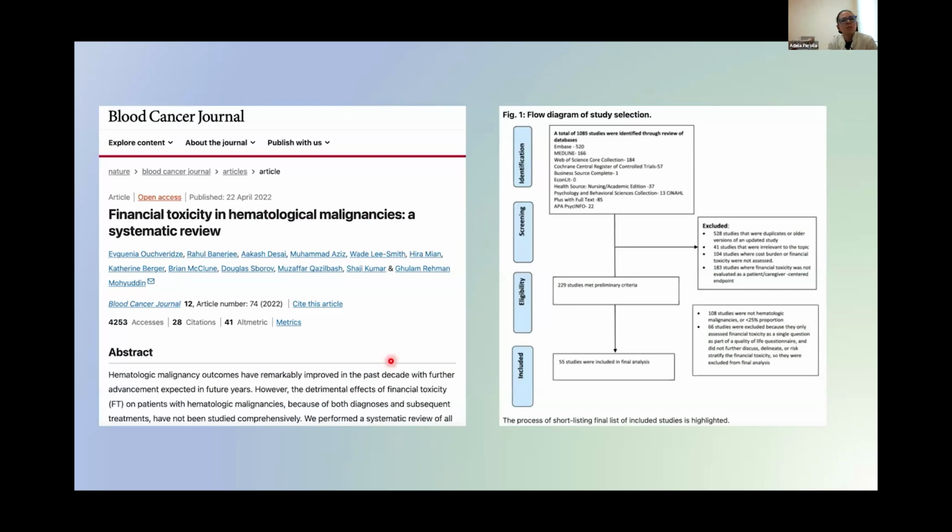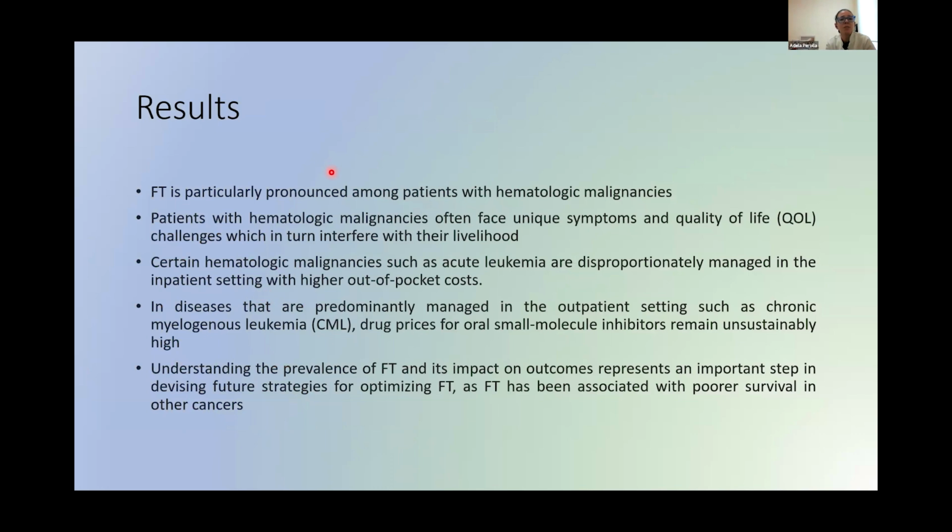In a study published in April 2022 in the Blood Cancer Journal about financial toxicity, a systematic review, they saw that hematological malignancy outcomes have remarkably improved, but on the other hand, the financial toxicity has increased. And it's particularly pronounced among patients with hematological malignancies. Those patients often face unique symptoms and quality of life challenges during their livelihood.